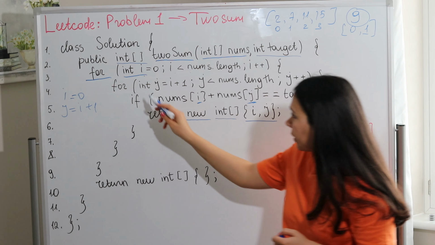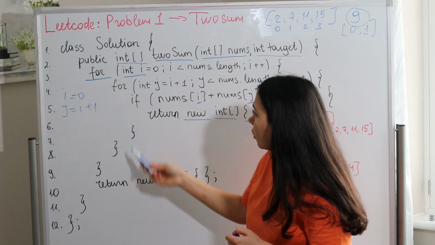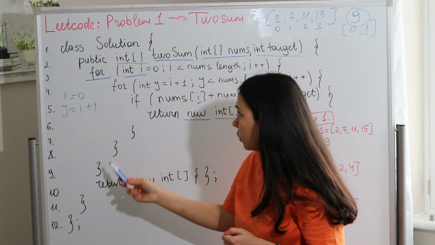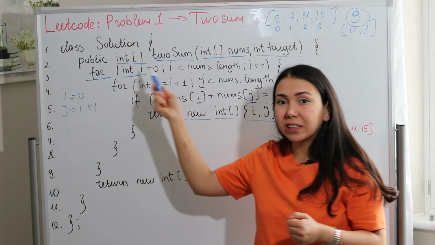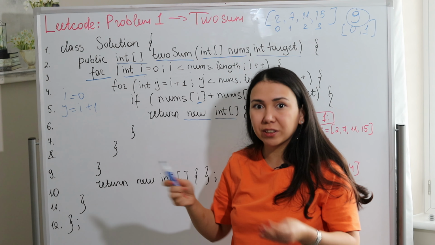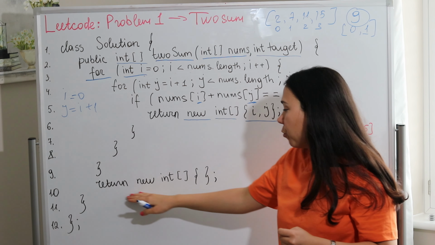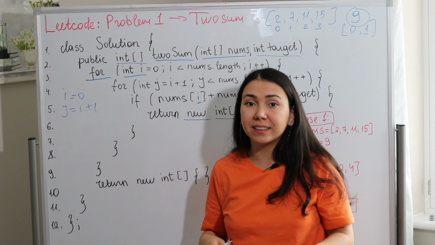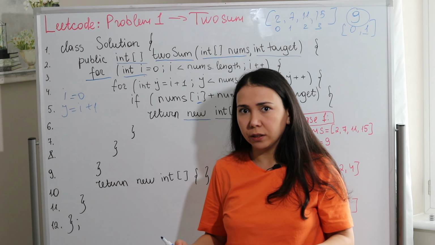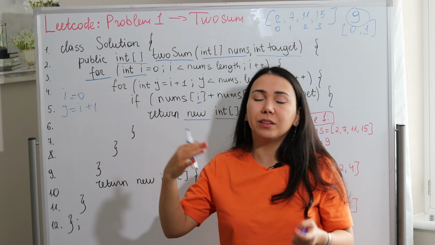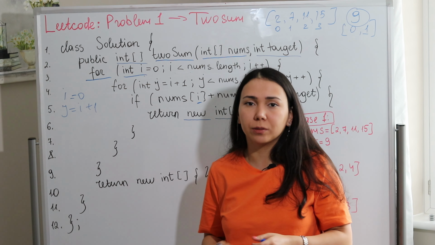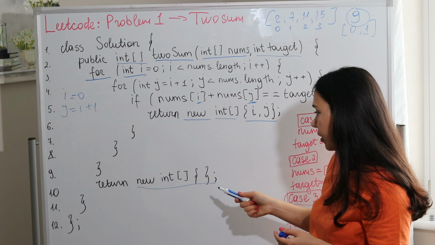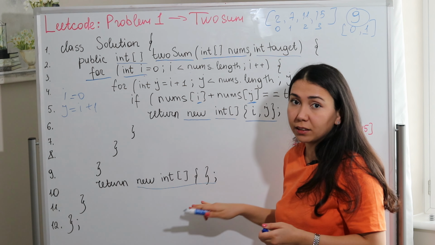We close the curly bracket for if. We close the curly bracket for the nested loop. We close the curly bracket for the loop itself, and then for the function itself, for the method, we need to define what happens if we can't find a solution. Although the problem says that there is always one solution, it's best practice to define what would happen if a solution wouldn't be found, right? We return, again, a new integer array that is empty. There is nothing in this array.